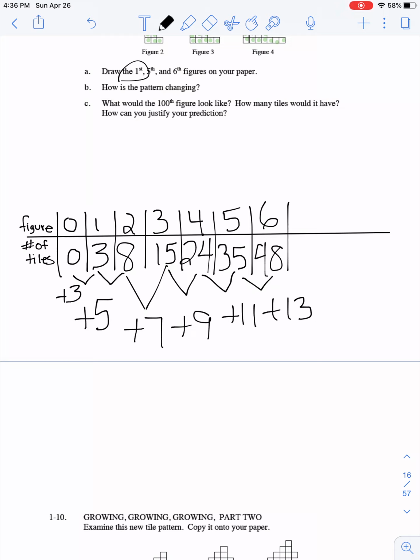C says, what would the 100th figure look like? How many tiles would it have? And how can you justify your prediction? We are going to skip this because these values are not the same rate of change. The equation that we would write for this table would be a really weird equation, and it wouldn't be a constant rate of change. So I'm going to tell you to skip C.